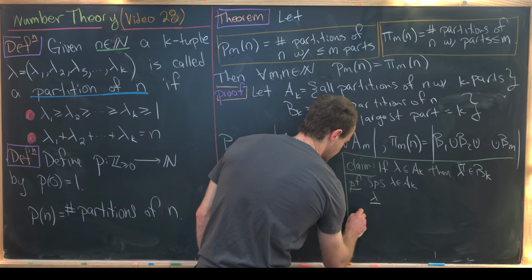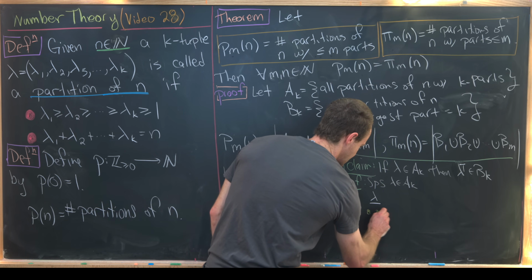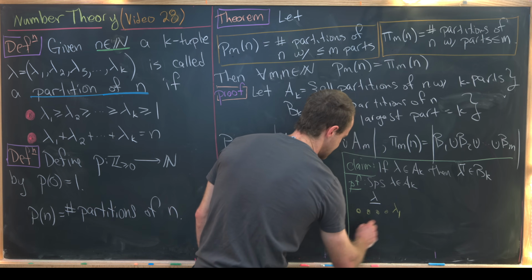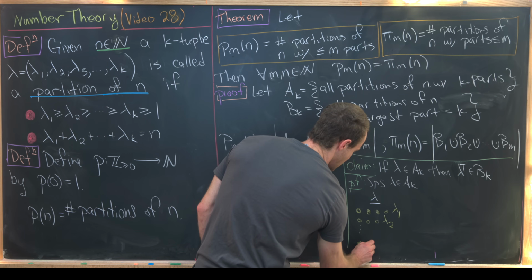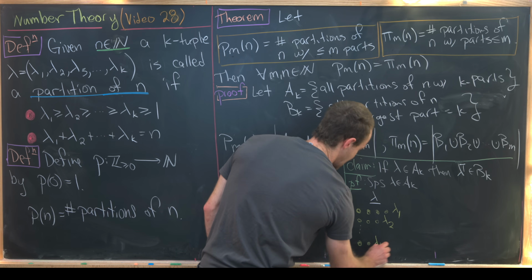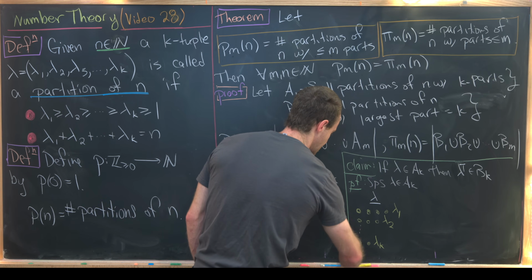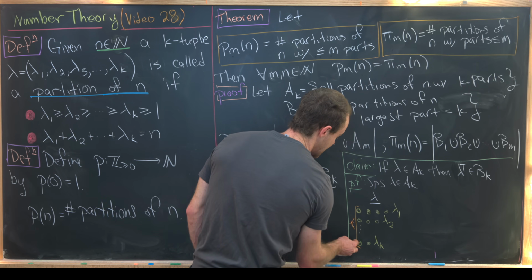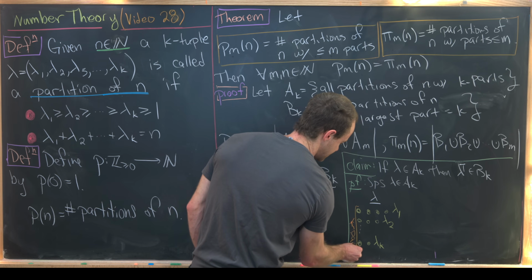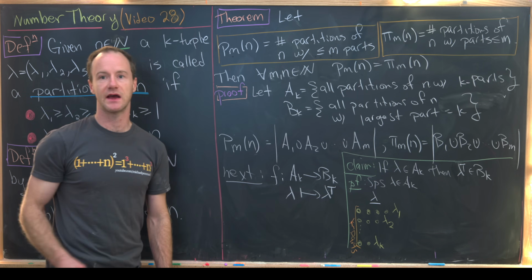Let's do that. So it'll look like this. We'll have lambda 1 dots in the first row, lambda 2 dots in the second row, all the way down to lambda k dots in the kth row. And the important thing here is that there are exactly k parts. That's because we came from A_k.